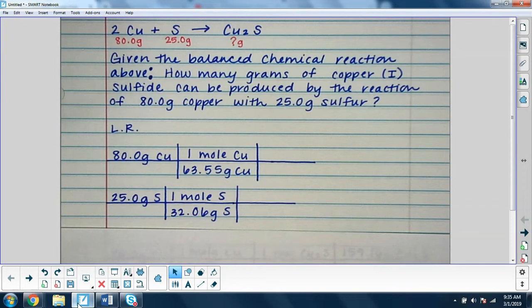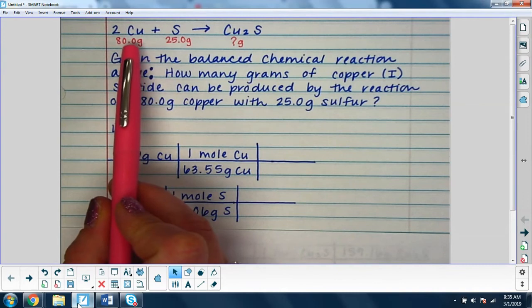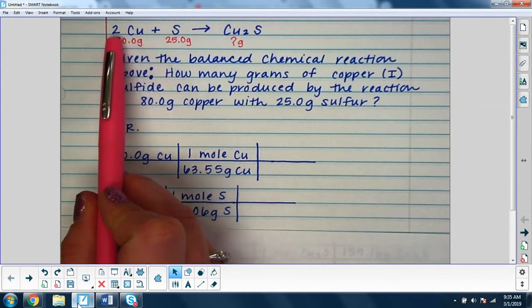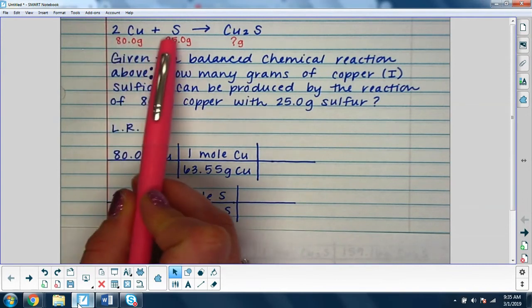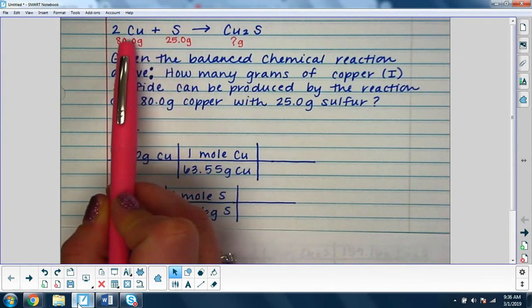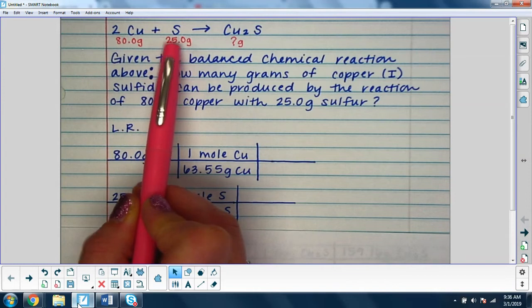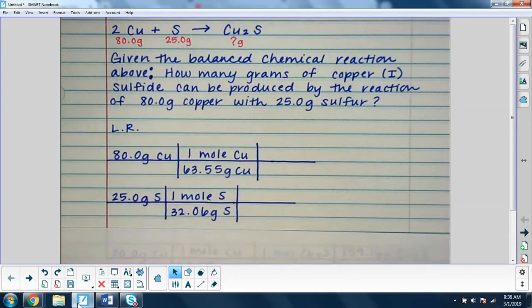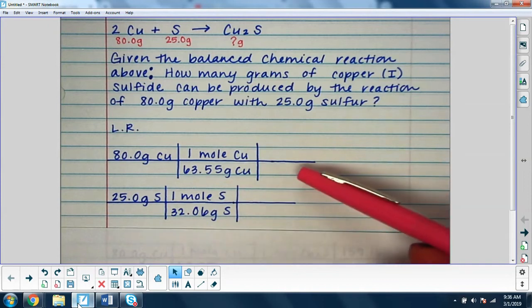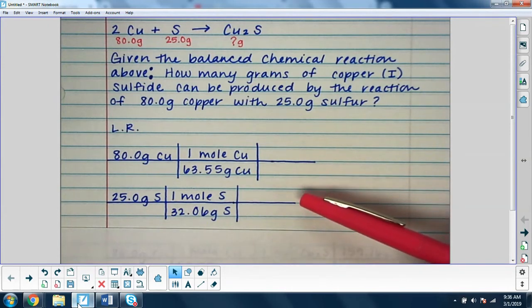But of course, we don't always have a 1:1 ratio. How am I going to figure out if I have that ratio or a different ratio? That's going to come from our balanced chemical reaction up here. We have, for every 2 grams of copper, 1 mole of sulfur is needed. And so we have a 2:1 ratio between copper and sulfur. Because of that, we have to take that into account and change one of the two of these to the other.